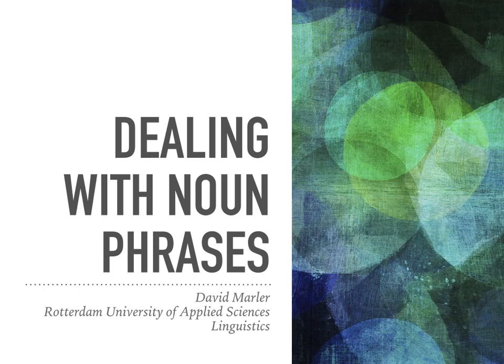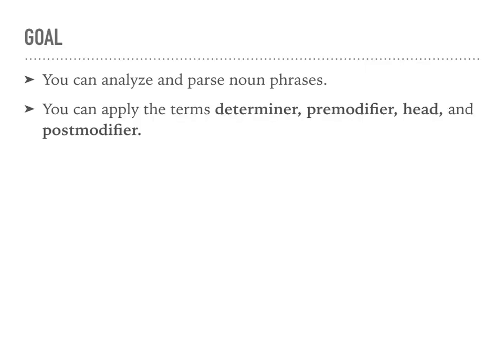Hello, I'm David Marler, and today we're going to be talking about noun phrases for syntax. Today what we're going to learn is how to analyze and parse noun phrases. To take a noun phrase and bring it all the way down to the lowest level, that's where we bring it down to, say, determining whether it's a noun, what's an adjective, etc. And what we're going to look at is using the terms determiner, pre-modifier, head, and post-modifier.